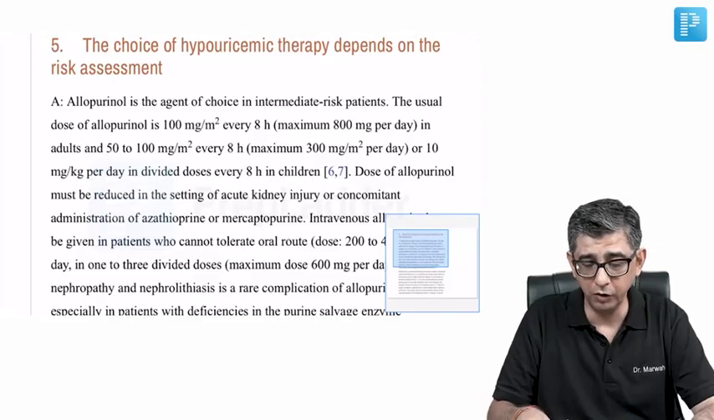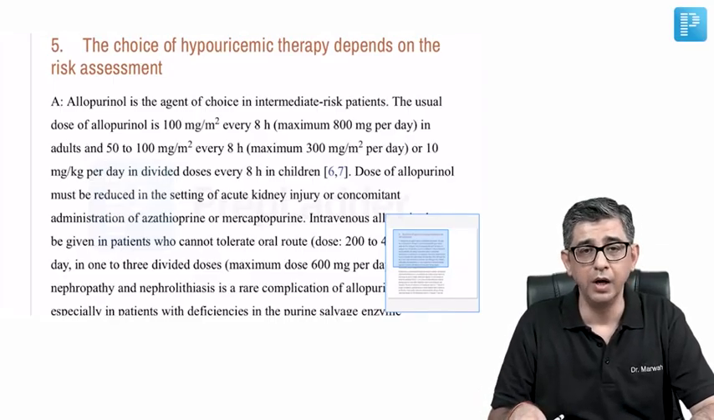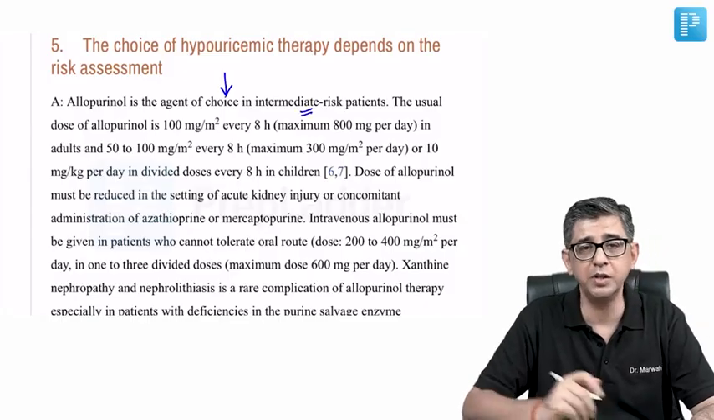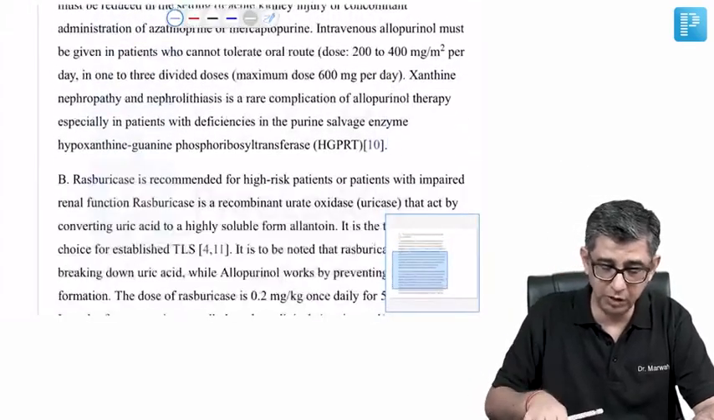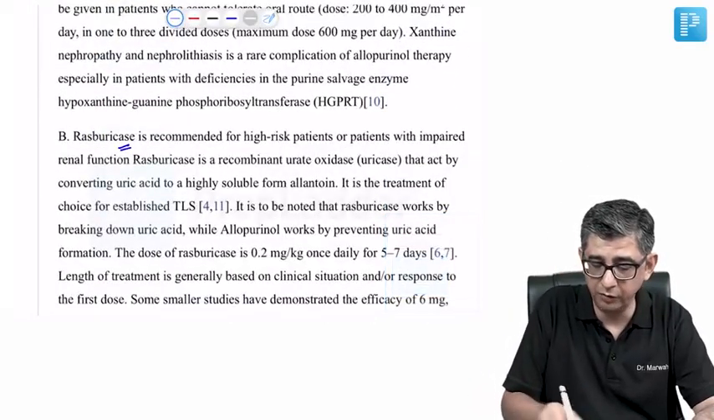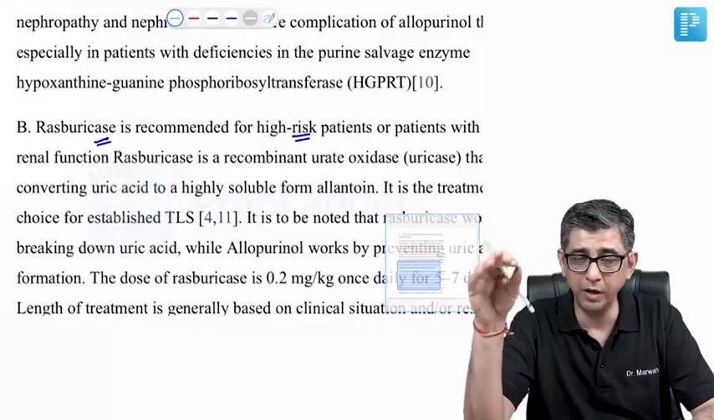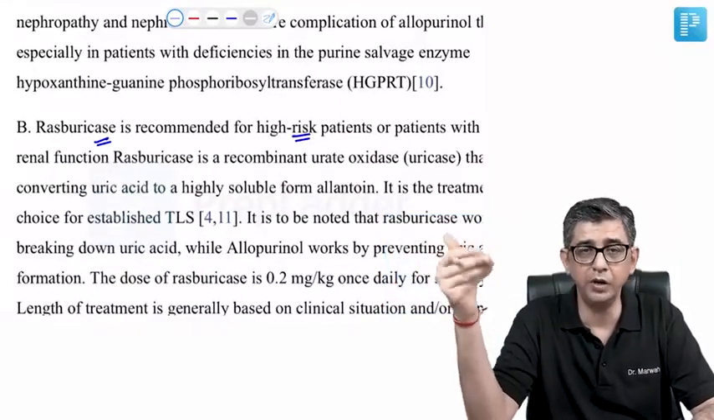So I thought I'll just give you the reference here also. He says allopurinol is the agent of choice in intermediate risk patients. And then he also goes on to say that rasburicase is recommended for high-risk patients. So I've given you the textbook data which is describing it, guys. There's no controversy. It depends on case to case.